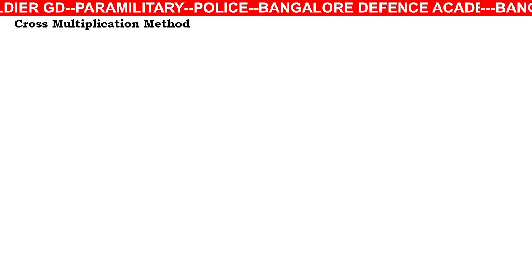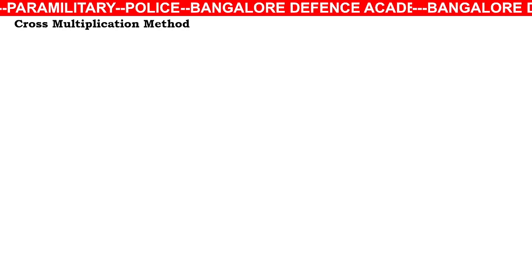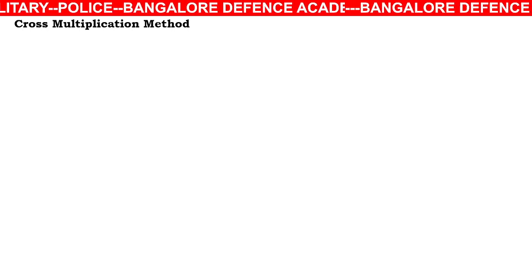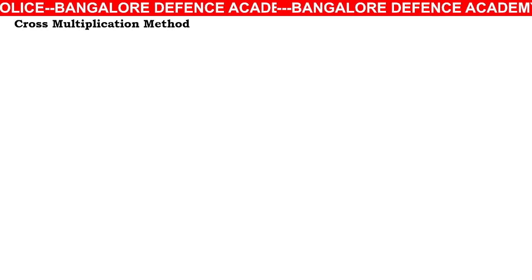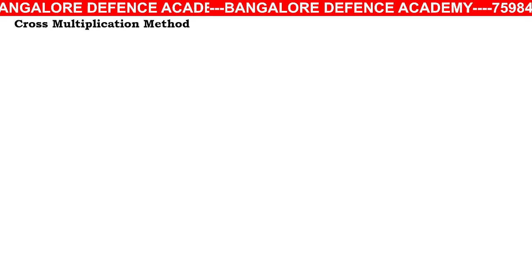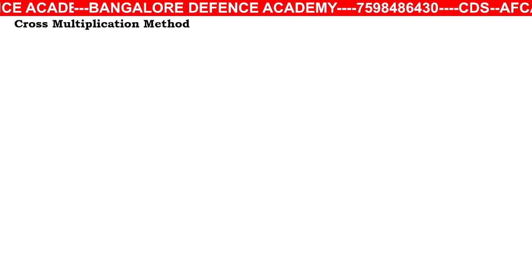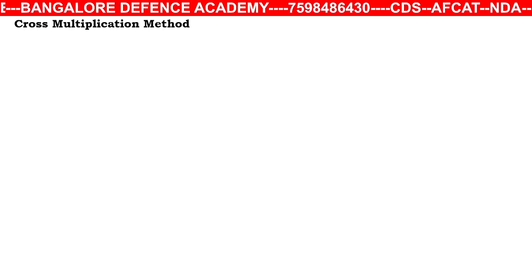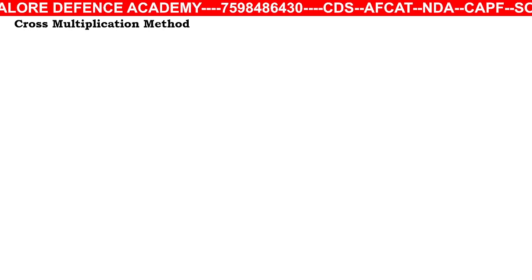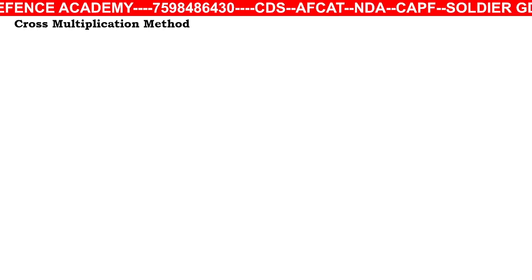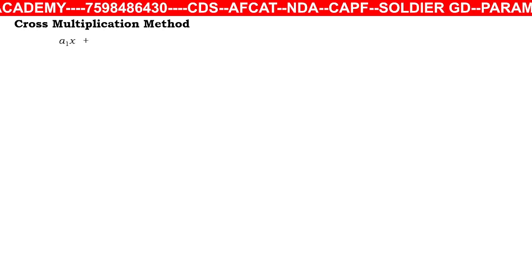Next, we have successfully completed two methods. The first is the substitution method, the other is the elimination method. Now we have an easy method, or you can say shortcut, which can be used in higher standards, that is in 11th standard. You have a chapter called straight lines, and there you will be using this cross multiplication method. So let us try to understand how to solve by the cross multiplication method.